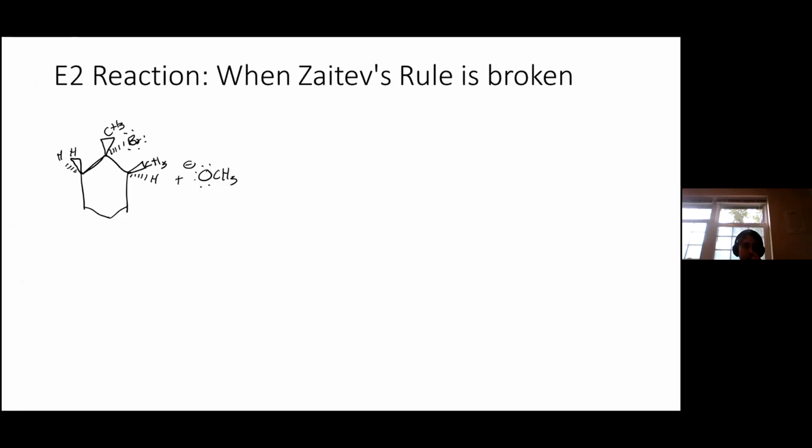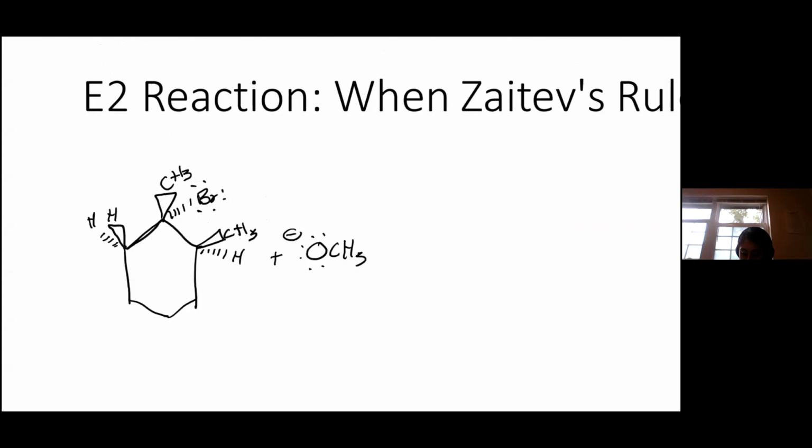Okay. So I want to do an example where this rule is broken, and this is about it being anti, so the leaving group being anti to the H is important. So let's go over this example right here. Let's zoom in.